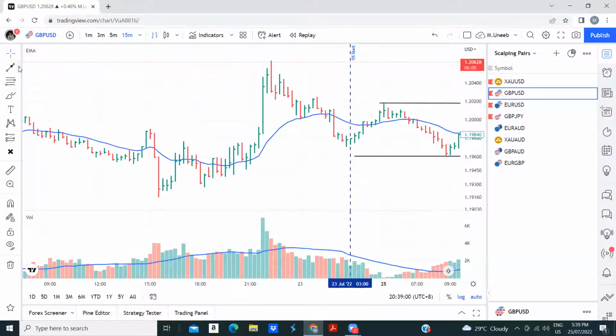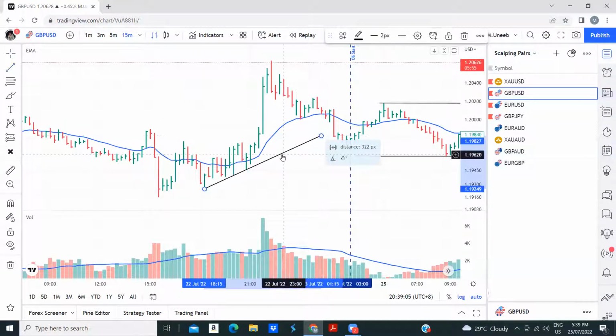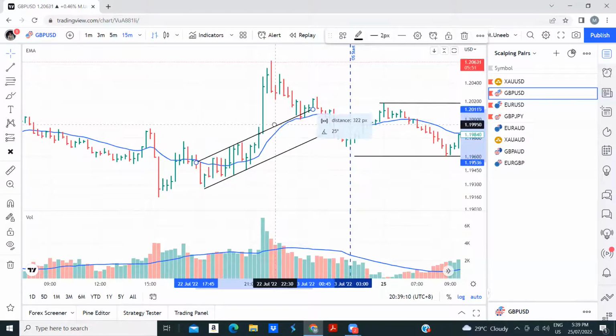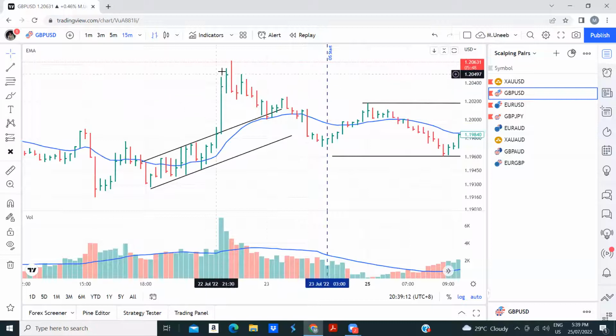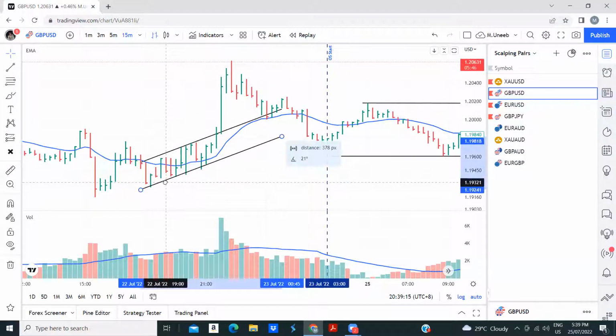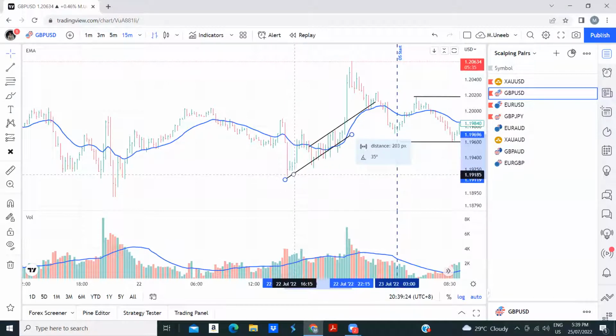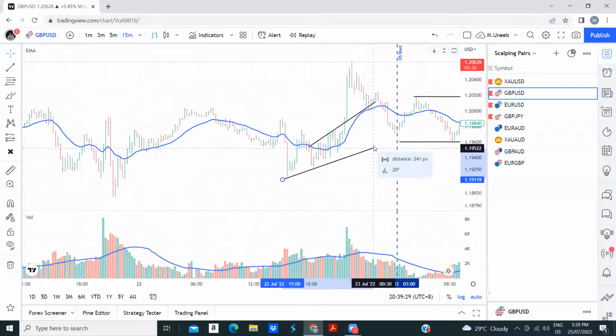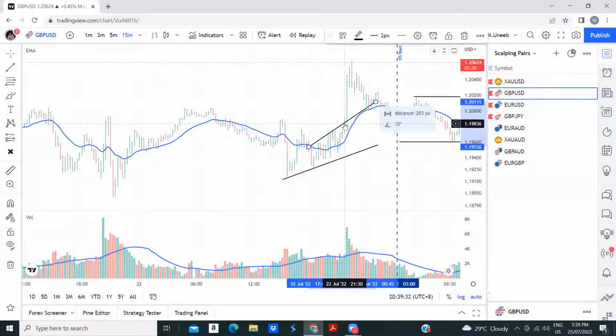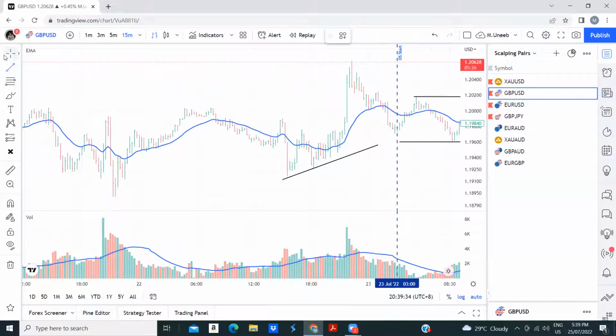Second point is we need to draw the channel. If you draw the channel from here to here, what do we see? We can draw the channel exactly from here, because this is the last low. So we can also prefer to draw the channel from here. It doesn't really matter, it depends on preference. Both are all right. So I will mark it both ways.